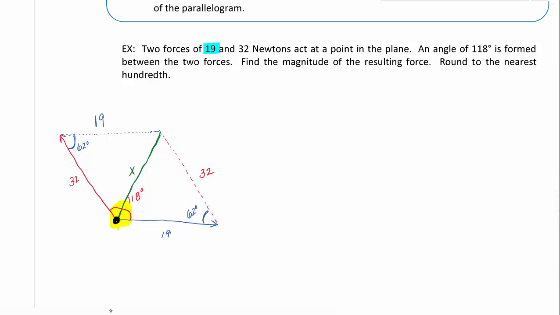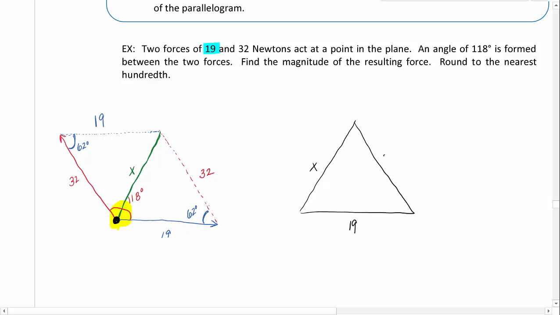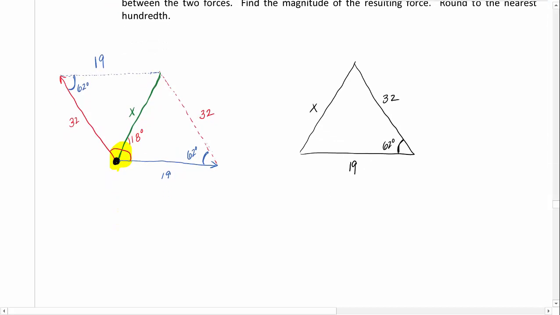I'm going to draw a breakout triangle. I'm going to take this triangle right here. Trying to find this side x. My bottom's 19, my right side's 32, and this angle is 62 degrees. Three sides of a triangle and one angle, that tells us law of cosines.